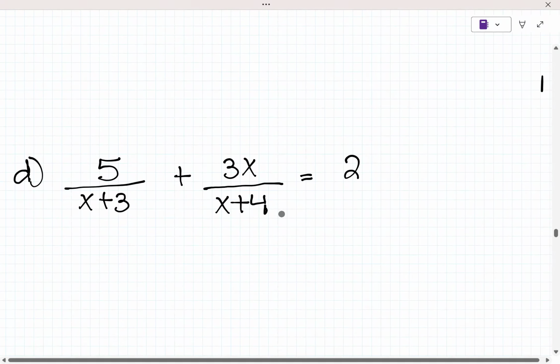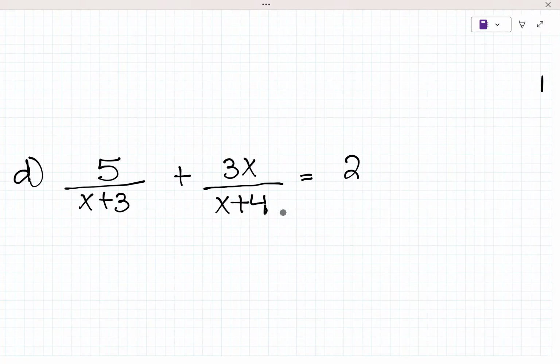Okay, let's do letter D. We have to solve for x. So we have 5 over x plus 3 plus 3x over x plus 4 equals 2, or really 2 over 1. As you can see, we have more than two sides, so we've got to get rid of the fraction by multiplying both sides, all three sides, by the LCD.